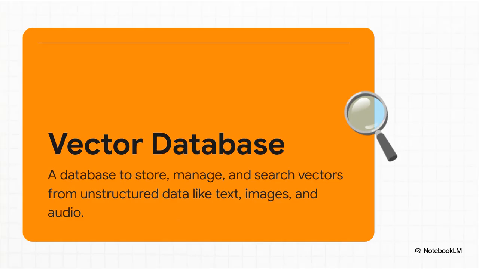So what even is a vector database? Well, put simply, it's a special kind of library, but it's built to handle a unique type of data called vectors. Now, these aren't just random numbers. They're actually rich numerical fingerprints of really complex stuff. Things like text, images, and even audio. Think of it as a library organized by meaning, not just by words on a page.